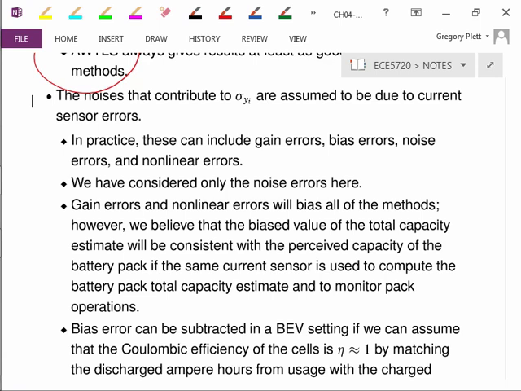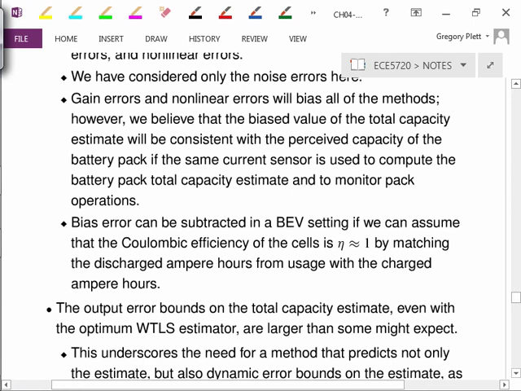A bias error in a plug-in situation can be at least mostly corrected for if we assume that the coulombic efficiency of the cells is about equal to 1, which isn't too bad. Then whatever discharge ampere hours I get and whatever charge ampere hours I get, those should put me at the same point, right? And if I have a bias error, they won't. It will seem to do something like this if I'm biased in the discharge direction, or something like this if I'm biased in the charge direction.